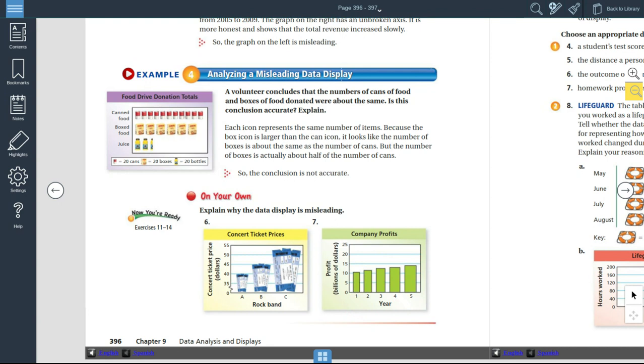Hopefully that helps you on that Google form that you'll fill out after you do this.